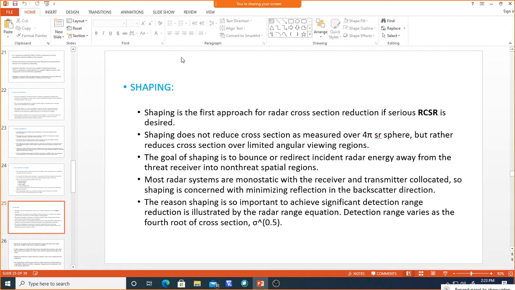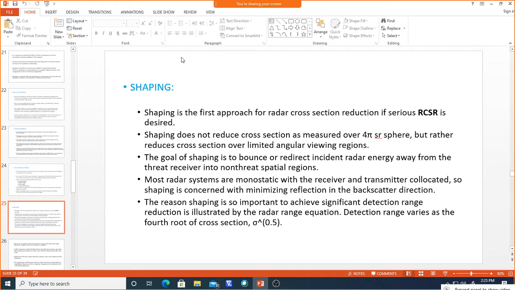If it is in the spherical form, it will be in the uniform direction. Whatever the angle of arrival, it will reflect the same energy in all directions. But shaping rather reduces cross section over a limited angular viewing region. Limited means, since it is a sphere kind of thing, it is uniform.